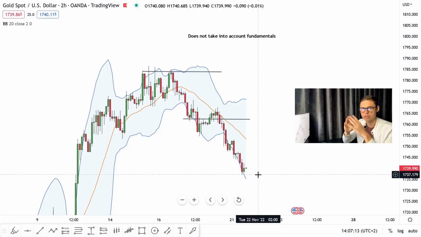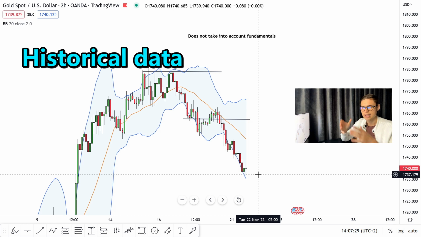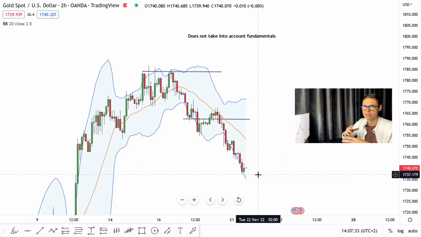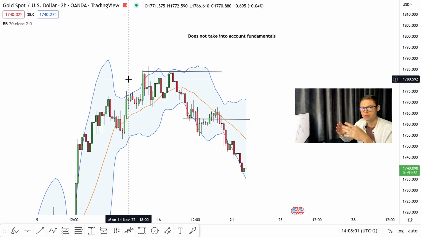Now, a really important drawback of indicators that you should understand is that they do not take into account fundamental news and also technicals. That means that indicators basically show you their signals based on historical data, and that means that they cannot predict the future because they cannot take into account different complex things that are happening and that are moving the market.